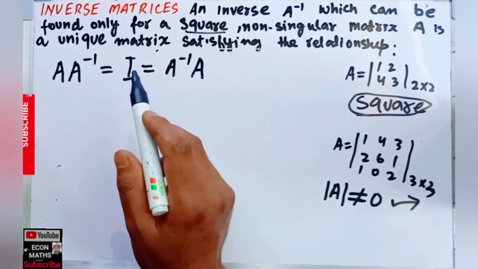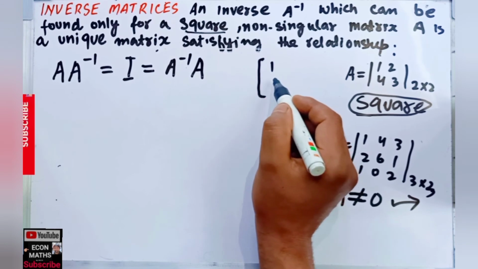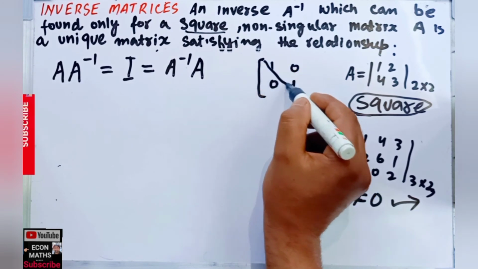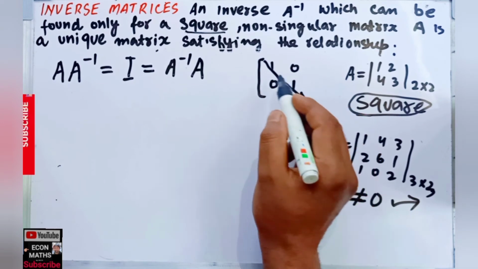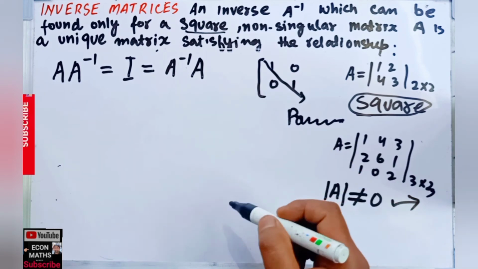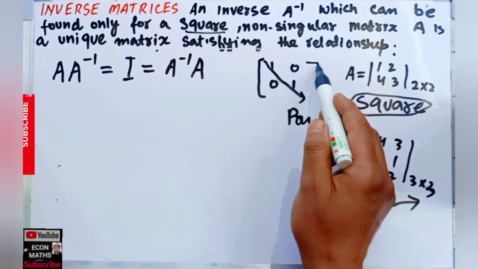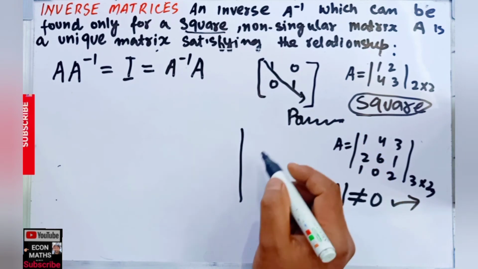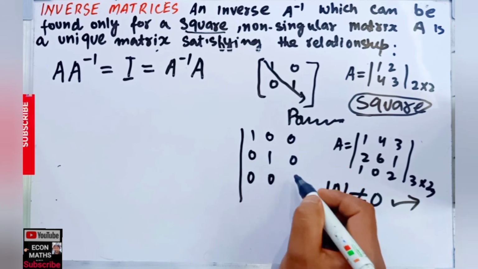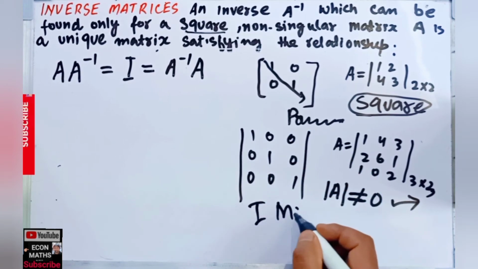Now the identity matrix is like, if I have 1 0 0 1, this is called the principal diagonal. The elements on the principal diagonal must be only ones, and elsewhere must be 0. Like if I have another one, 1 0 0 0 1 0 0 0 1. So this is an identity matrix here.